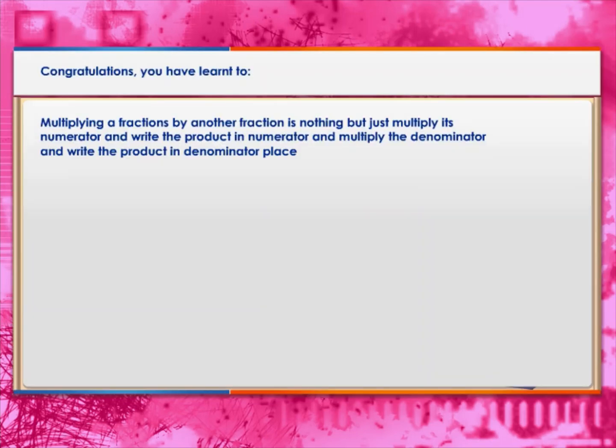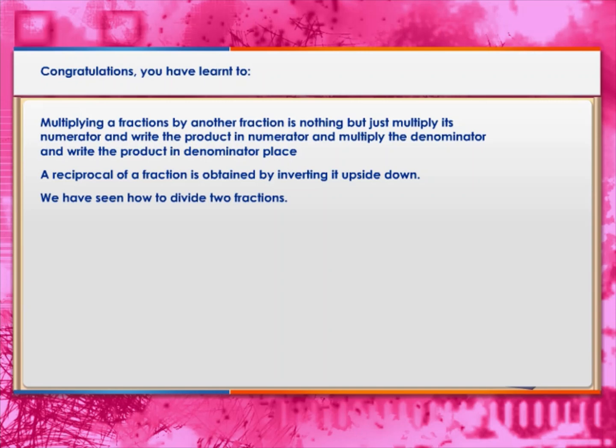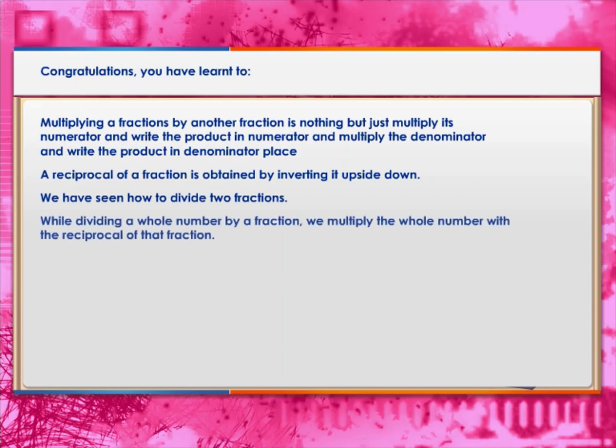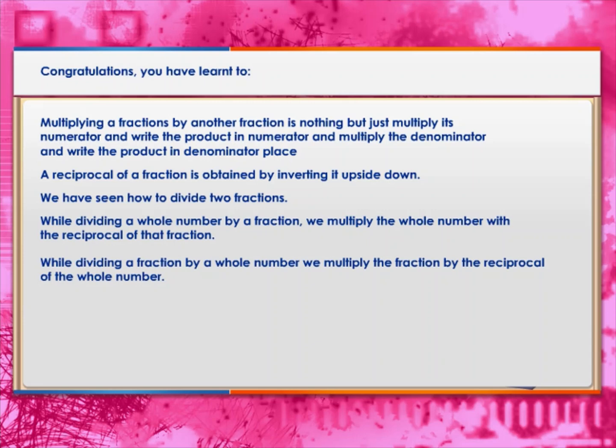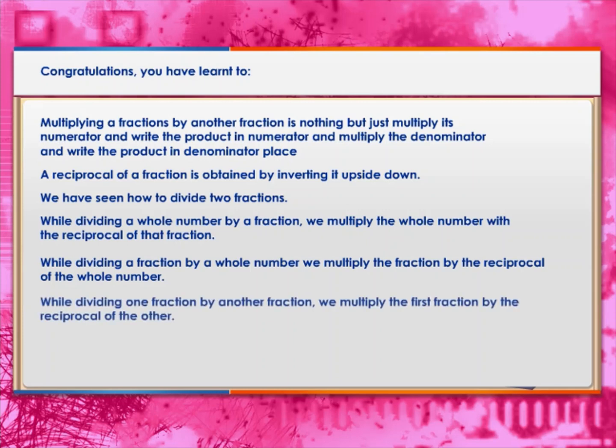Multiplying a fraction by another fraction is nothing but just multiplying its numerator and writing the product in the numerator, and multiplying the denominators and writing the product in the denominator's place. A reciprocal of a fraction is obtained by inverting it upside down. We have seen how to divide two fractions. While dividing a whole number by a fraction, we multiply the whole number with the reciprocal of that fraction. While dividing a fraction by a whole number, we multiply the fraction by the reciprocal of the whole number. While dividing one fraction by another fraction, we multiply the first fraction by the reciprocal of the other.